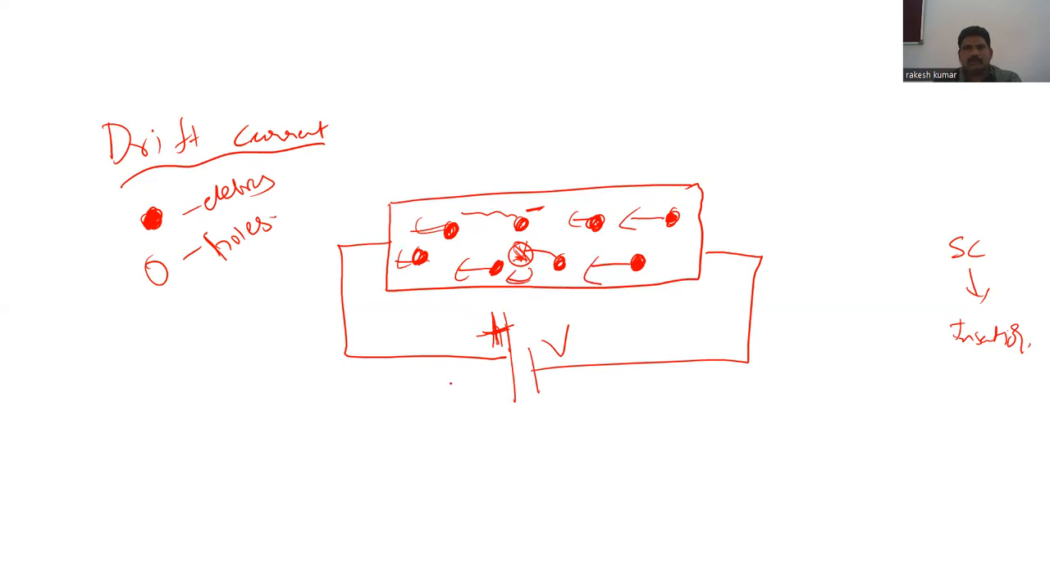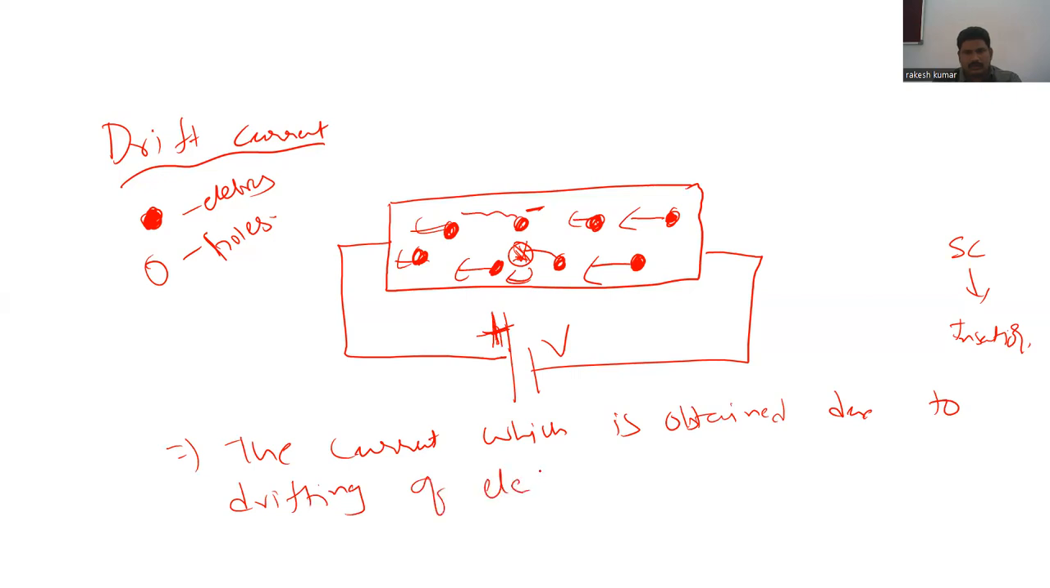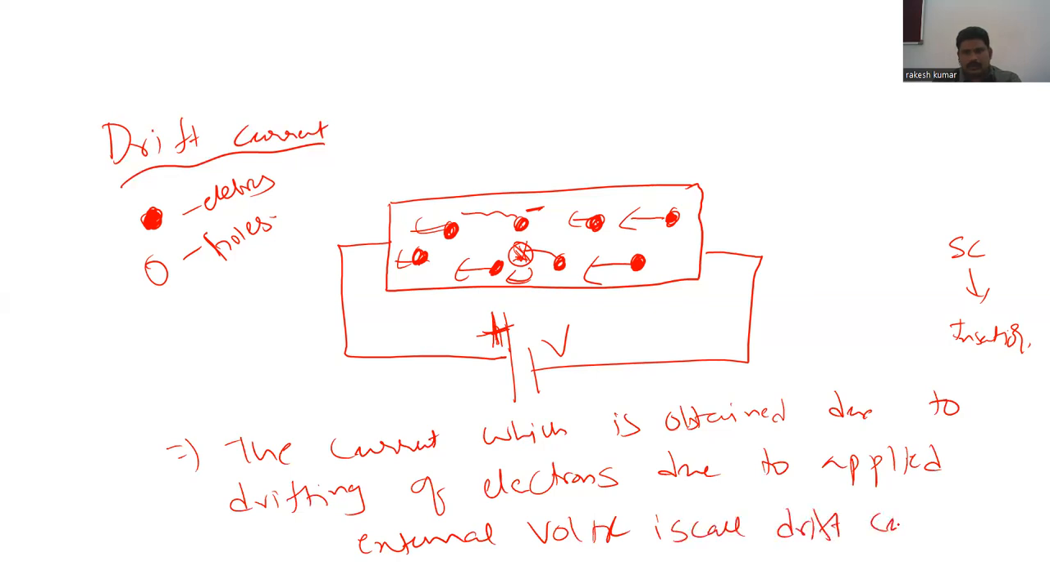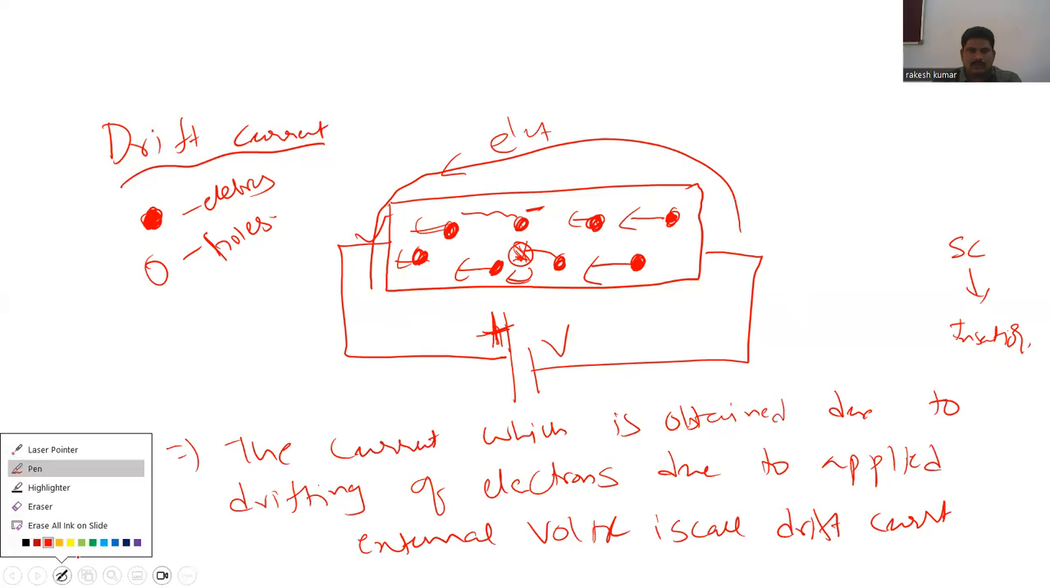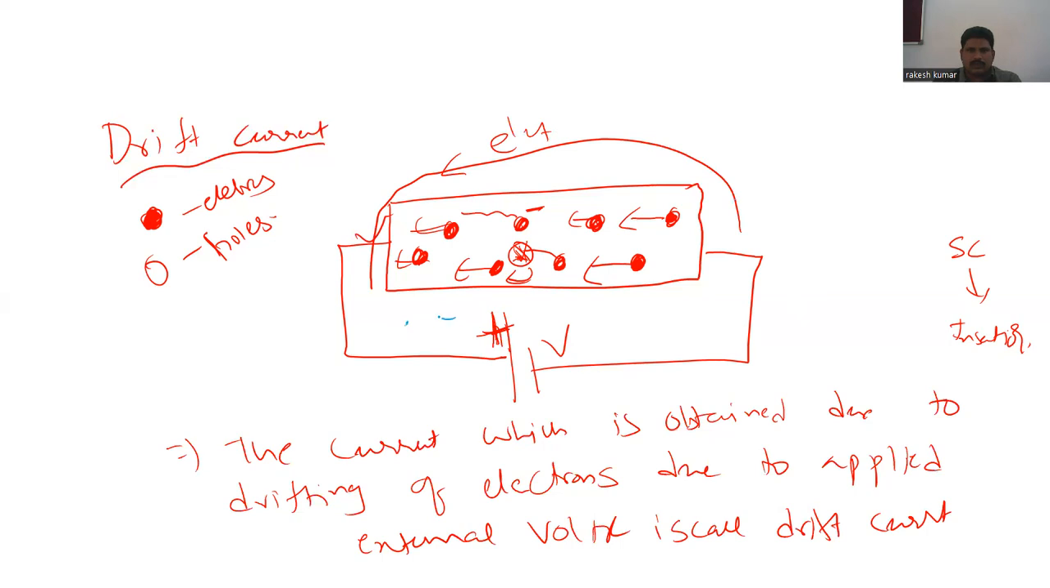So drift current means the current which is obtained due to drifting of electrons due to an applied external voltage. Here the electrons are moving in this direction. Always remember that the conventional current direction is opposite, so the conventional current will always move in this direction.